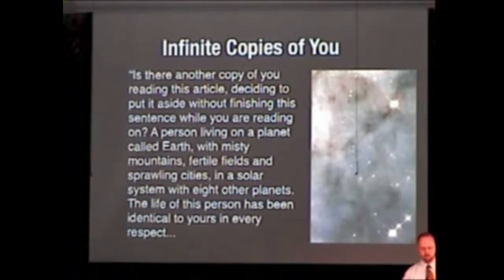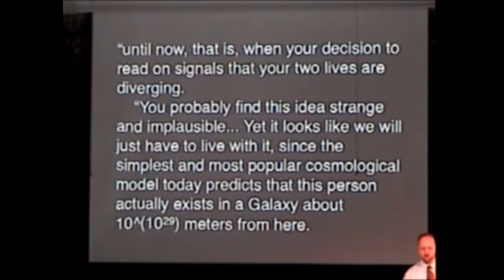This paper was published right before Pluto got demoted. The life of this person has been identical to yours in every respect until now. That is, until your decision to read on signals that your two lives are diverging. You probably find this idea strange and implausible, yet it looks like we'll just have to live with it, since the simplest and most popular cosmological model today predicts that this person actually exists in a galaxy about 10 to the 29th meters from here.